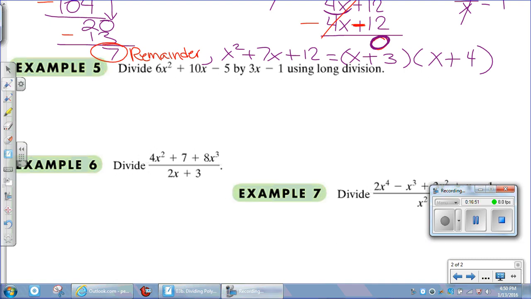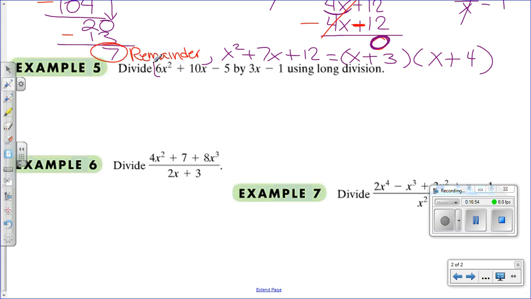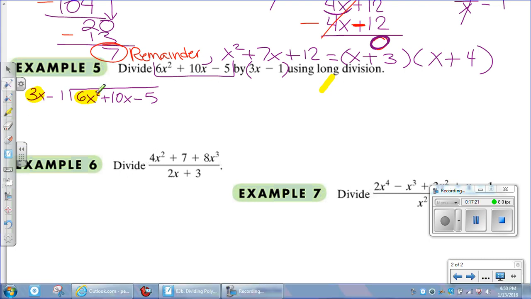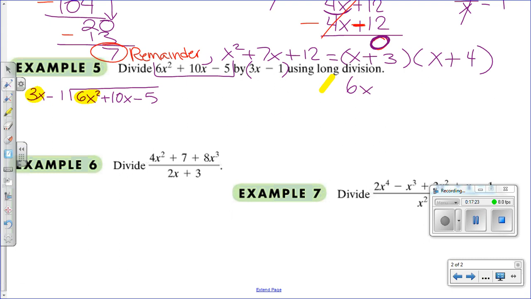Now we're going to move on to example number 5. And we have here a polynomial of second degree. So that one is going to be our dividend, 6x squared plus 10x minus 5. Our divisor will be this binomial, 3x minus 1. So the first thing we need to do is divide 6x squared divided by 3x. And so we could use some scratch paper, if you're not sure how to divide, or just write it on the side.